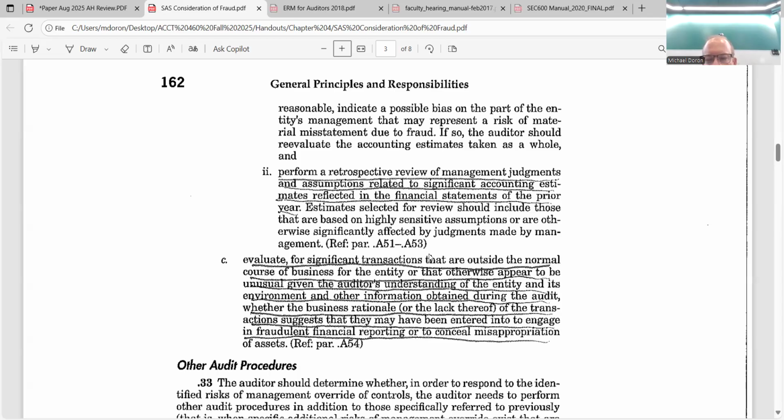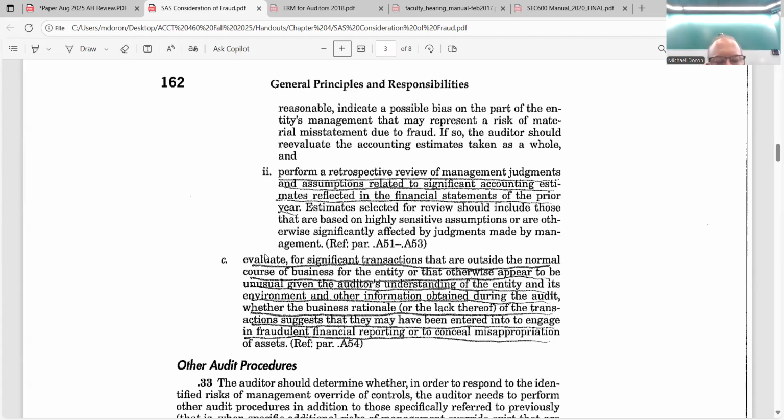Evaluate for significant transactions that are outside the normal course of business for the entity or that otherwise appear to be unusual given the auditor's understanding of the entity and its environment and other information obtained during the audit, whether the business rationale or the lack thereof of the transactions suggests that they may have been entered into to engage in fraudulent financial reporting or to conceal misappropriation of assets.